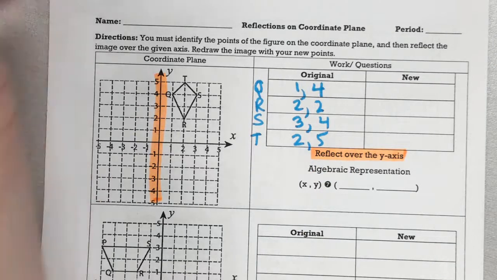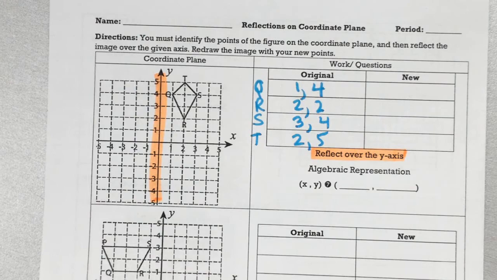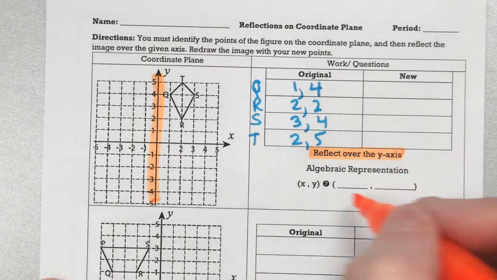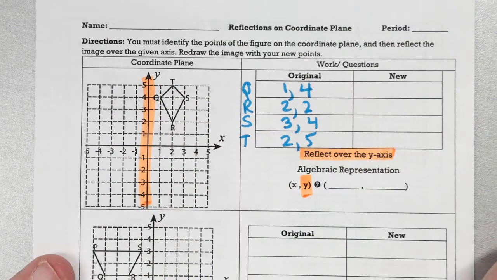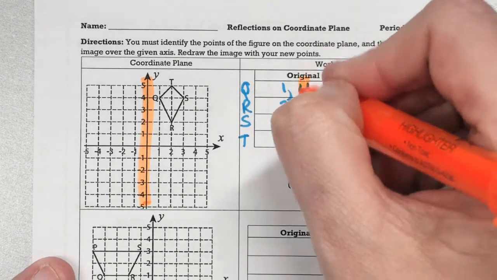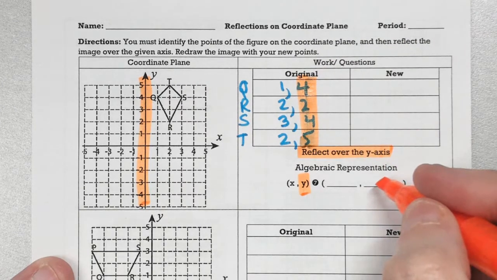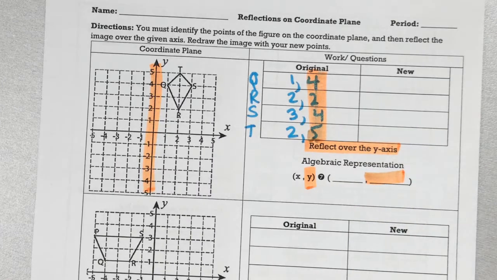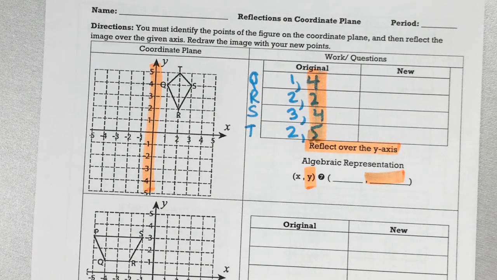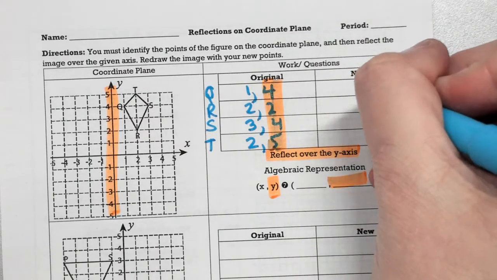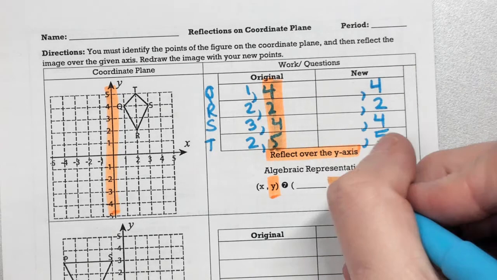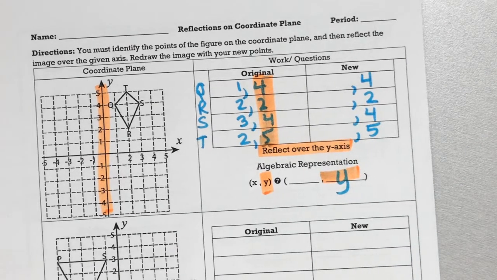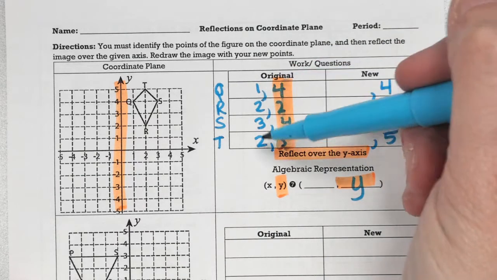Okay? So when I see them reflecting over the y-axis, I'm going to highlight that rule. I'm going to highlight the y-axis. I'm going to highlight the y anywhere I see it. These are all y values. And in my new rule, I'm going to highlight that too, because those things are going to stay exactly the same. So I'm literally going to copy exactly what I see there. So I see a 4, a 2, a 4, and a 5. I see a y. Everything else I'm going to flip.